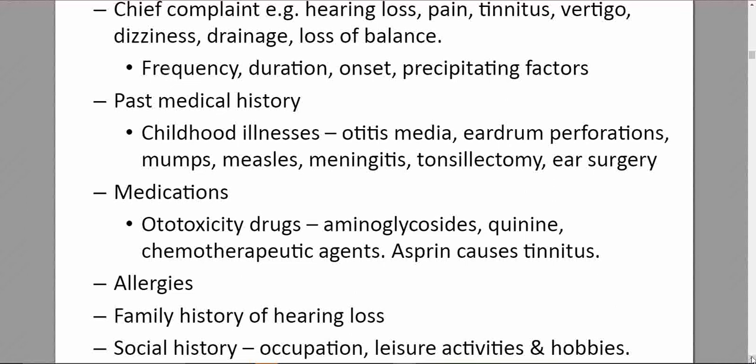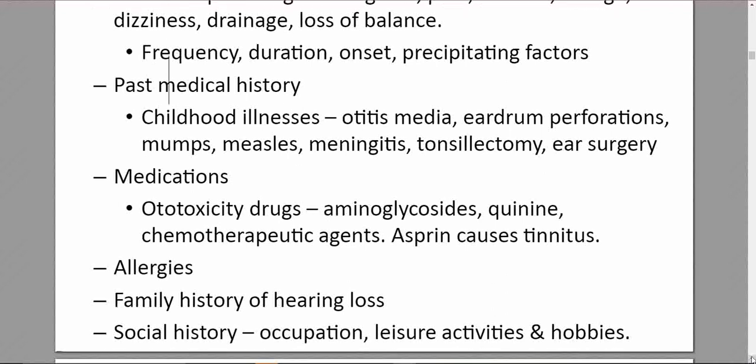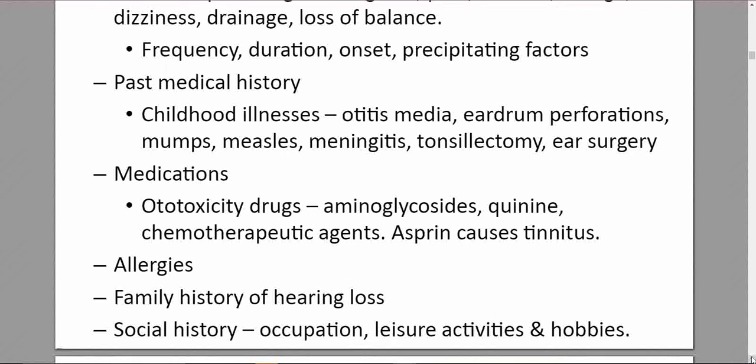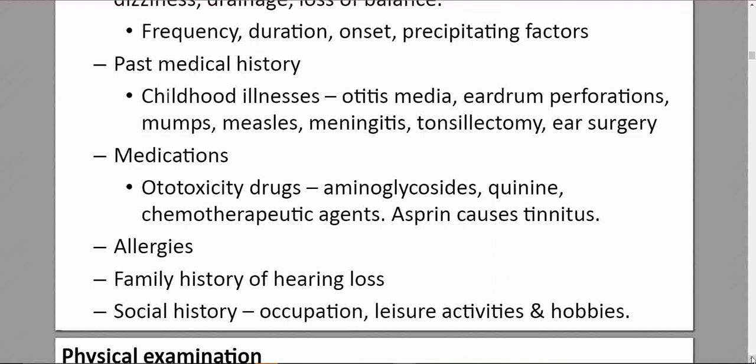Past medical history, childhood illness. Check on otitis media in the childhood illness. Have you ever had otitis? Ushai kuwa na shida katikati ya masikio? Eardrum perforations, mumps. Eardrum perforation normally comes with deafness, and you ask if it's partial or complete deafness. Then check on the mumps.